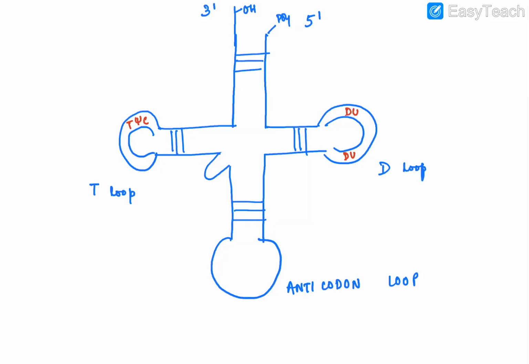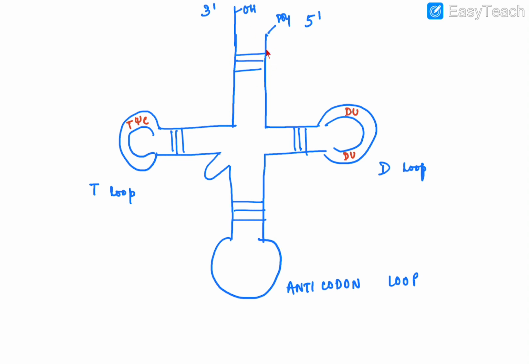Hi, today we shall be discussing the structure of the tRNA molecule. So, this is the classical clover leaf shape of a tRNA molecule, and it has a D loop, an anticodon loop, a T loop, and an acceptor arm.